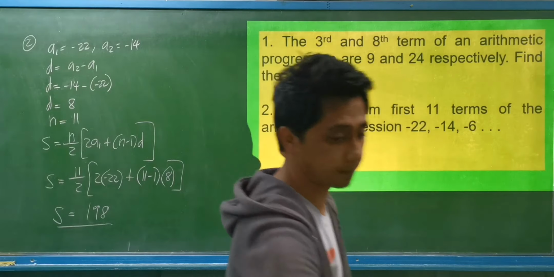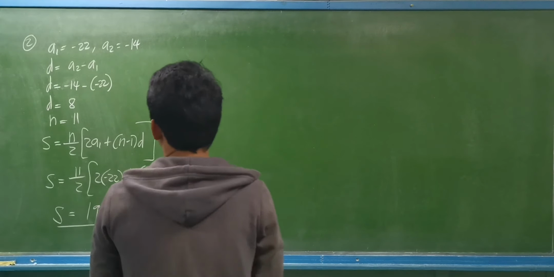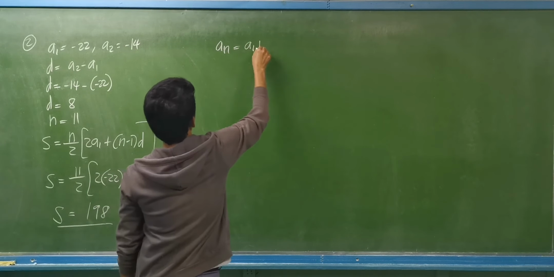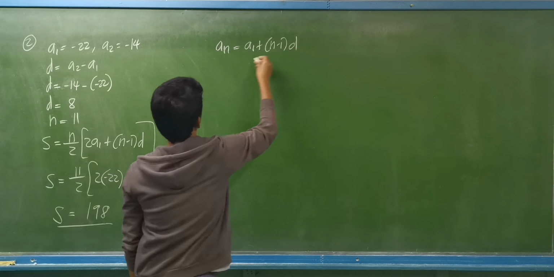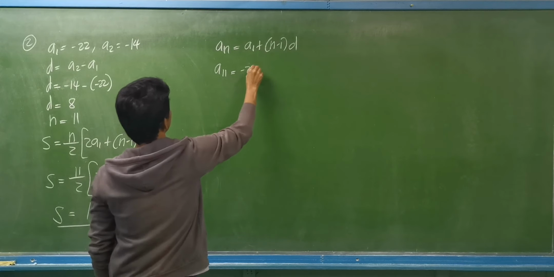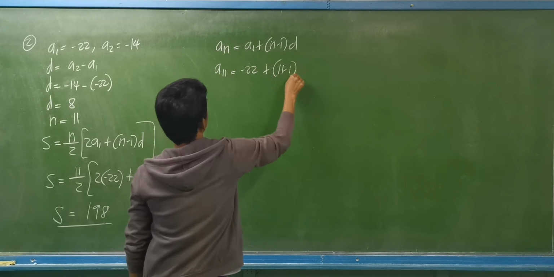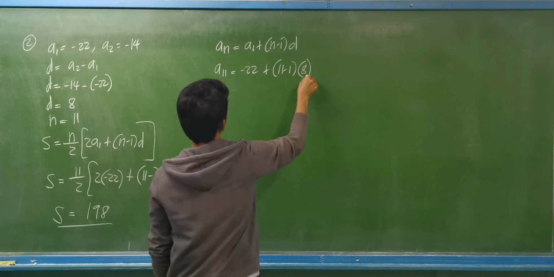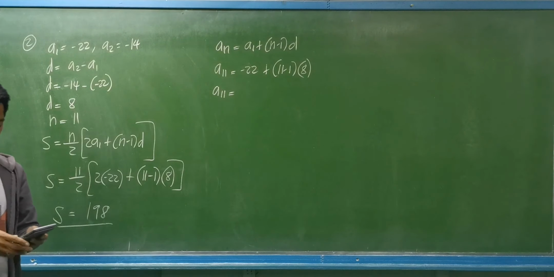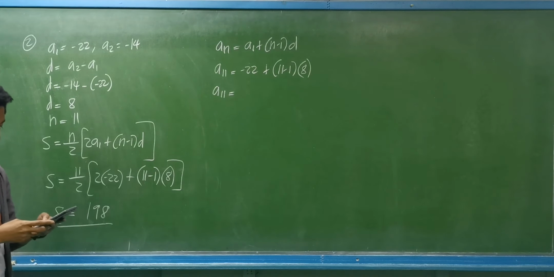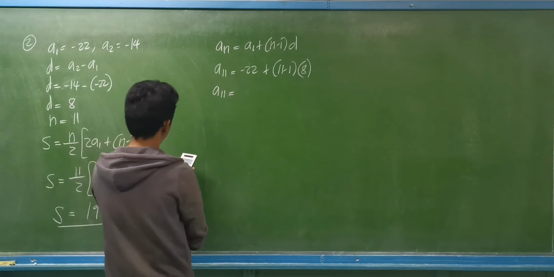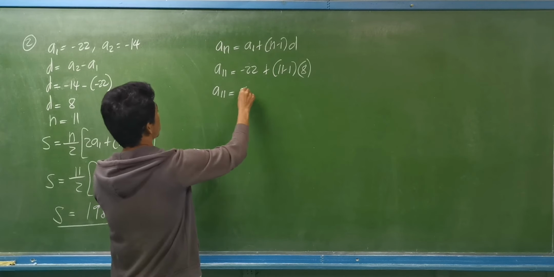This is one way to solve this problem. The other way is we may determine the 11th term using a sub n is equal to a sub 1 plus n minus 1 times the common difference. A sub 11, what is our first term? We have negative 22 plus 11 minus 1, times a common difference of positive 8. So our 11th term is positive 58.